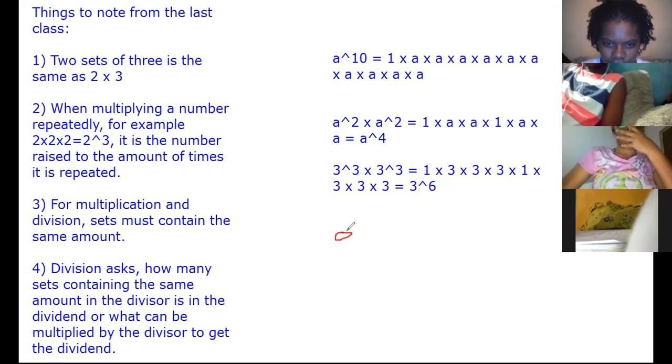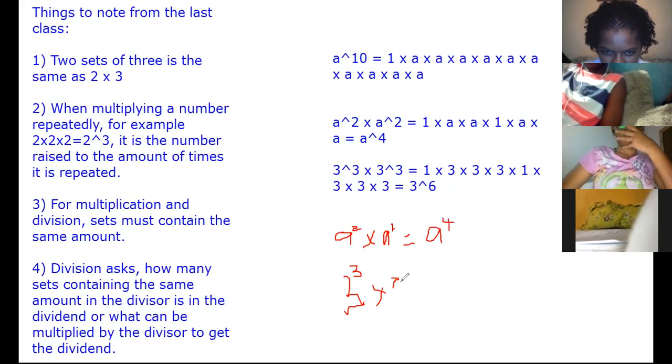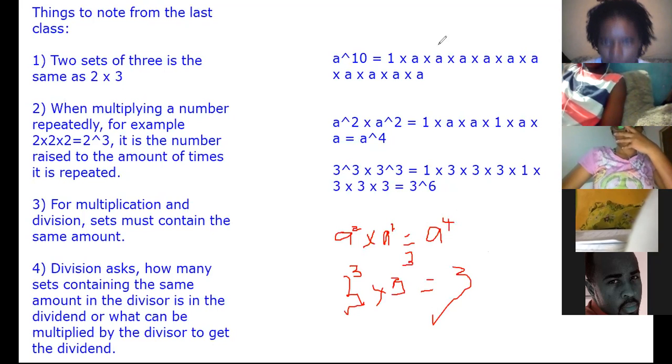I'm not good with the writing. Just see with me, I soon learn. A to the second times A to the second is equal to A to the 4, times 1, of course. Always times 1. And 3 to the third times 3 to the third is equal to 3 to the 6.